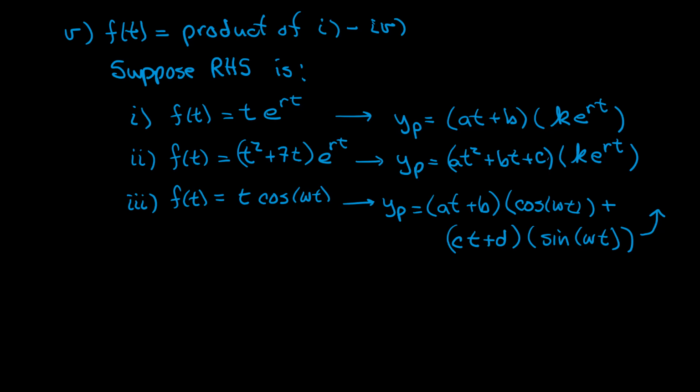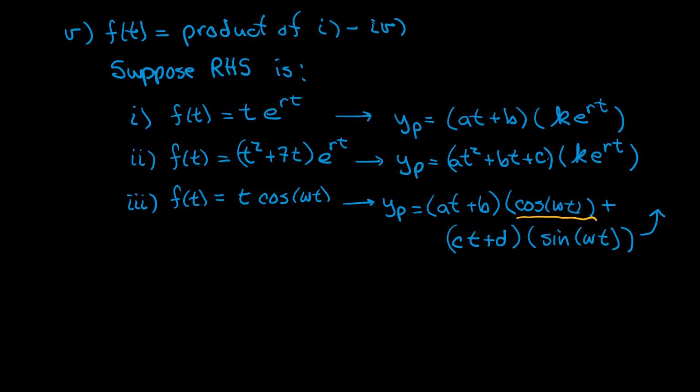A third example of how this would work would be if you have something like t times cosine of something or other times t. So it could be 6t, 8t, whatever. Now you want to be careful here because remember when you're working with cosine or sine, you want to include both a cosine and a sine term in your solution. This does not mean that sine and cosine are going to be multiplied by the same coefficient.